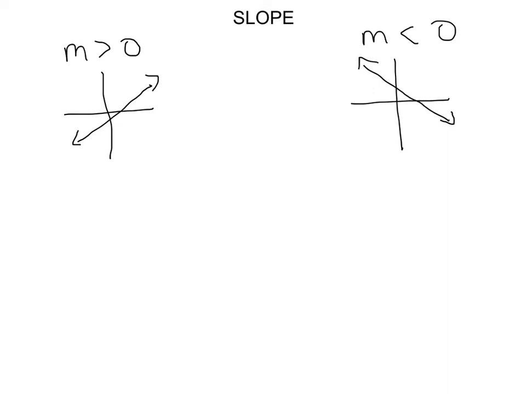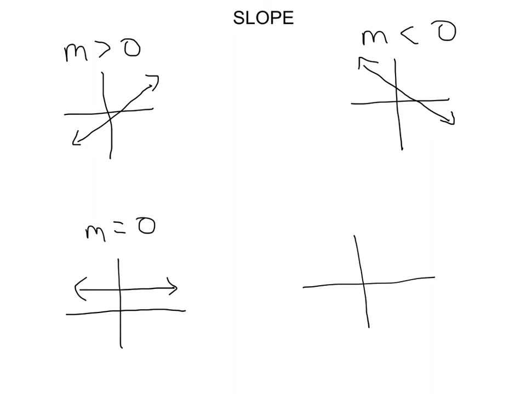Now, there are two more options here. That is slope of 0. Well, if slope is 0, we have a horizontal line. And the last option, let's think about this backwards, is if we have a vertical line, right? That's the only type of line that we're missing, and that is going to be when m is undefined. And this is what you need to know about slope.